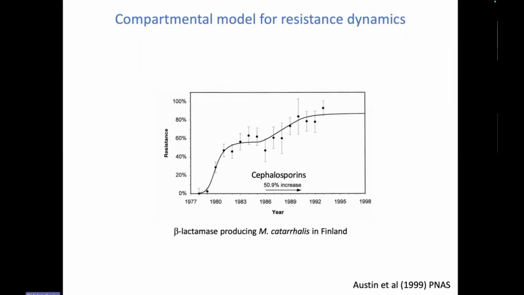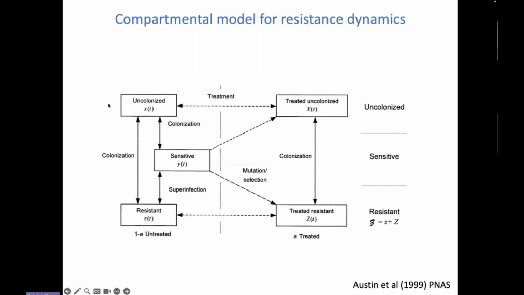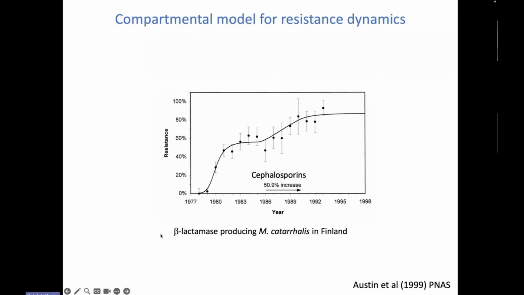So what they did in this study is that they parameterized their model. We need to say exactly at what rate those different transitions happen, and that's going to depend on some parameter values, which represent the fitness cost and the fitness benefit. But once you've done that, you can make predictions for how resistance will increase as a function of how much we use an antibiotic. Here's an example of applying their model to data on beta-lactamase producing M. catarrhalis in Finland.